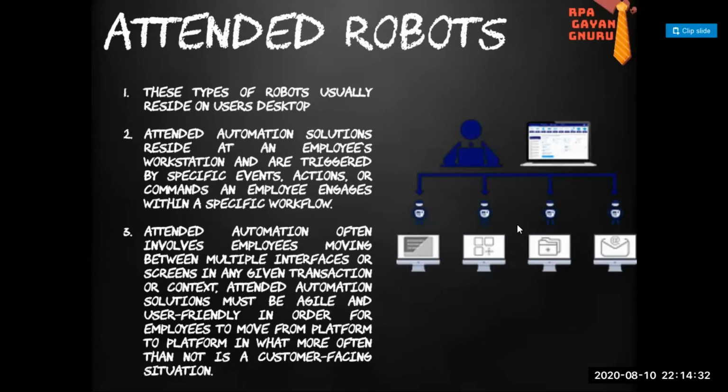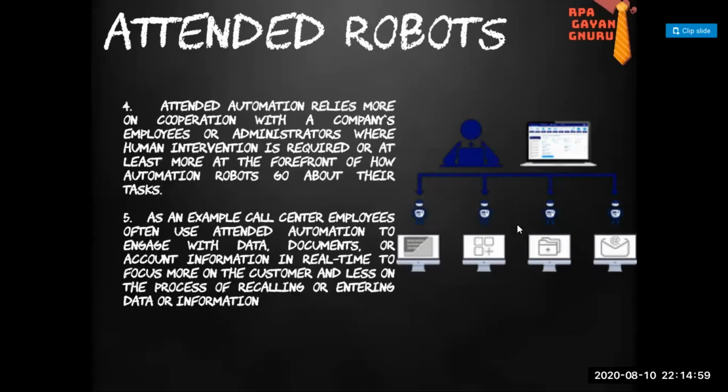Right. So here we are talking about an employee, and more often than not, it's a call center or contact center employee using automation to move between three or four windows or programs that he needs to use to fulfill the customer request. Let's look at that example in a bit more detail in the next slide. Okay. Now, attended automation relies more on cooperation with companies, employees, or administrators, where human intervention is required, or at least more at the forefront of how automation robots go about that task.